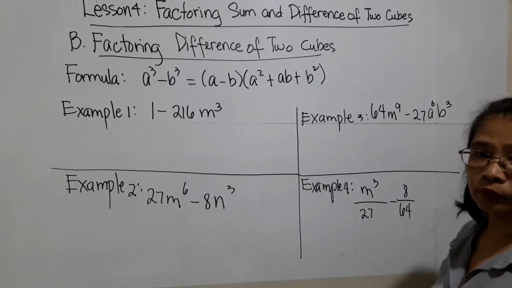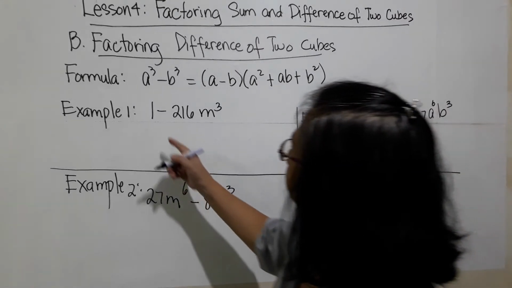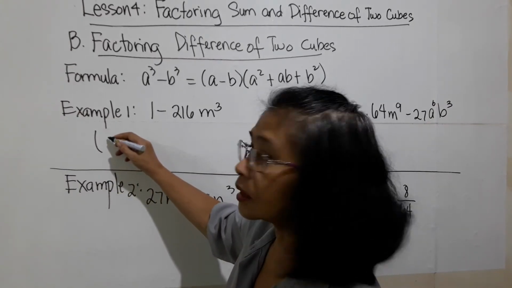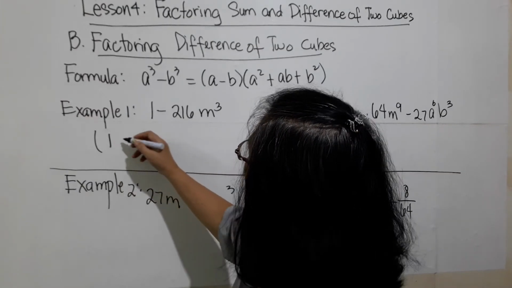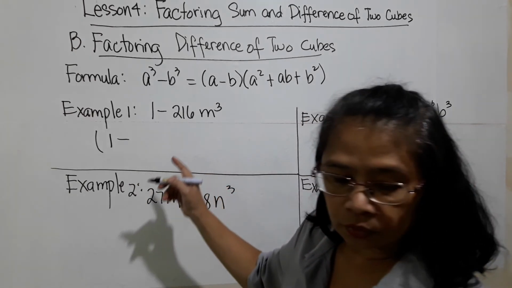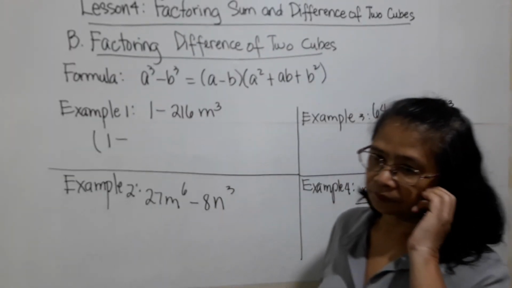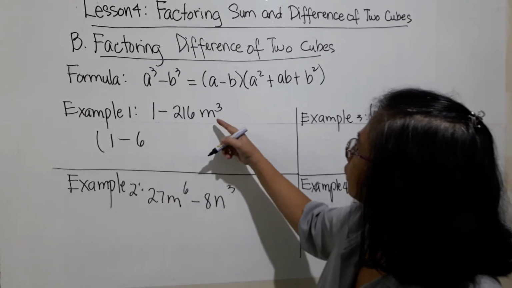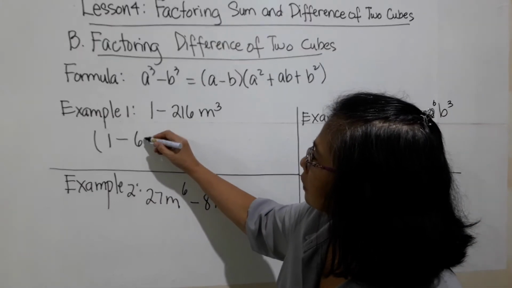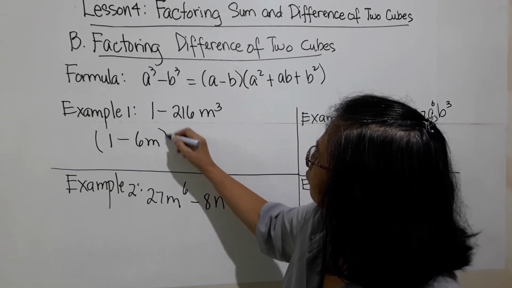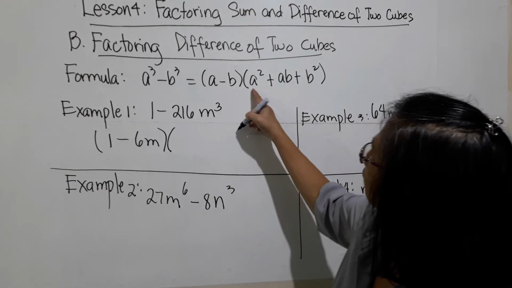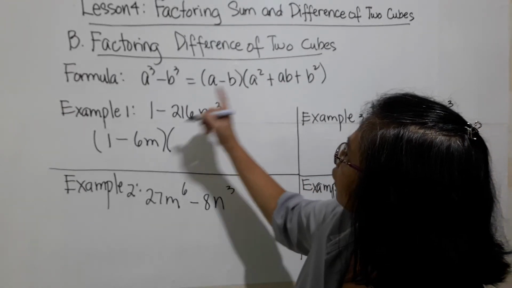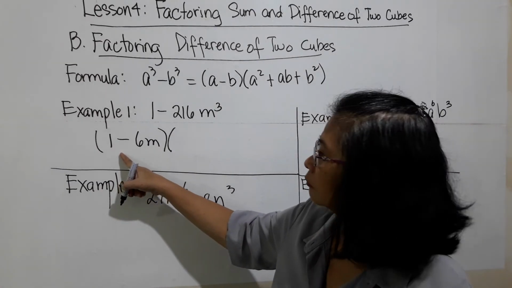1 is a perfect cube, right? Okay, what is the cube root of 1? It is 1. Minus cube root of 216. It is 6. Cube root of m cubed is m. To find the second factor, we should be guided with this formula. So, we refer to the first factor that we have formed.